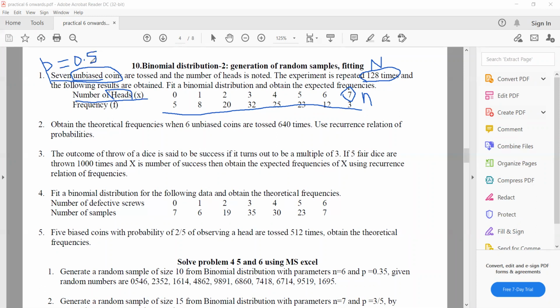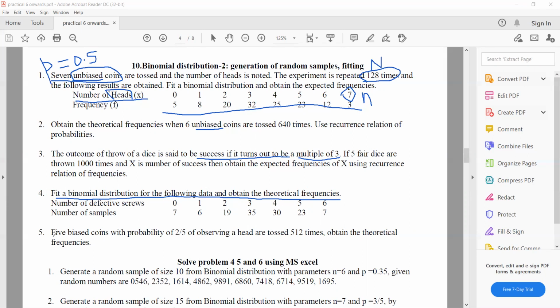Now you can generate probabilities for all the values of x, and you can generate the frequencies, called theoretical frequencies, that is p into n for all the values. Sometimes this p will be straight away given in the question, as in this case, 0.5. In the next case, 6 unbiased coins, and then some p is hidden here. We have to see what is success, what is the probability of success, find it out, and then construct the distribution. And here no value of p is given, so we'll see how to estimate p in this case.